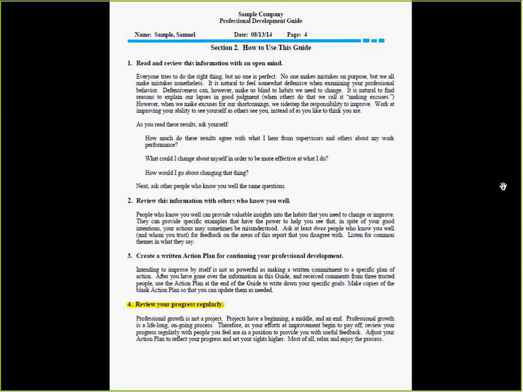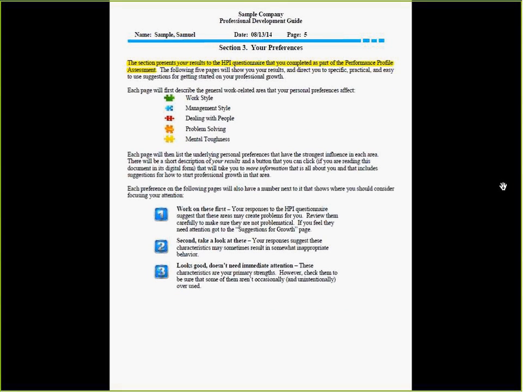Next, we come to Section 3 of the report, where we begin to give direct feedback about what the person said on the Helm questionnaires. We start out by explaining that their preferences are reported to them in work-related behavior clusters: work style, management style, deal with people, problem solving, and toughness.